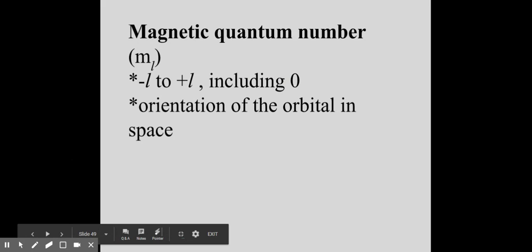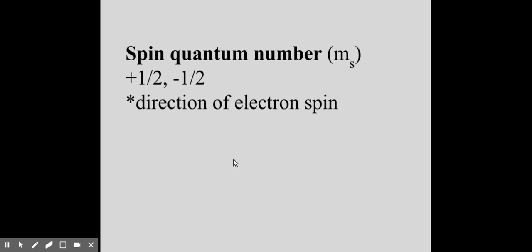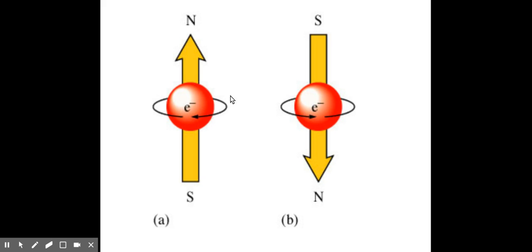Now the magnetic quantum number is m sub l, and it's the orientation of the orbital in space. And the spin is always going to be either plus 1/2 or minus 1/2, the direction of the spin, either up or down. The spin is something that is tested. It can either spin clockwise or counterclockwise, so north or south. And that actually has something to do with magnetism.